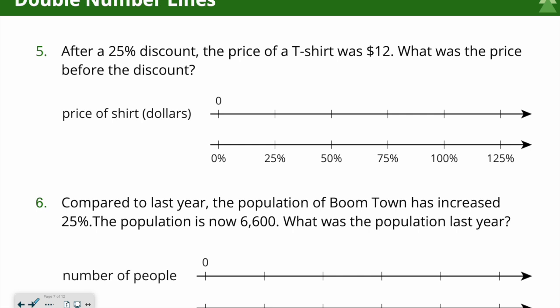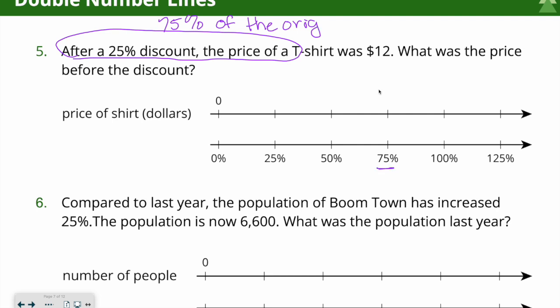Number 5. After a 25% discount, the price of a t-shirt was $12. What was the price before the discount? Now they gave us the after price, 25% discount, which means we're paying 75% of the original price. We're taking away 25%. So that $12 goes here at 75%.